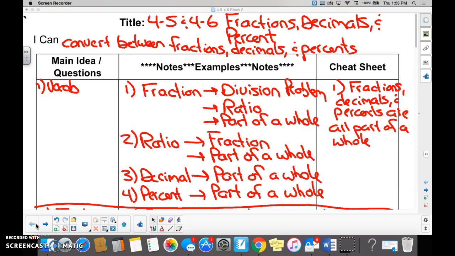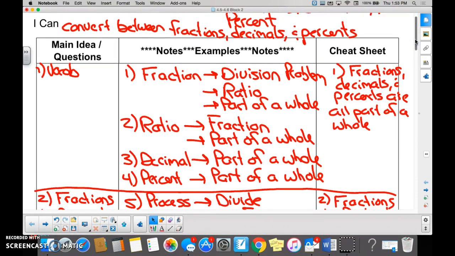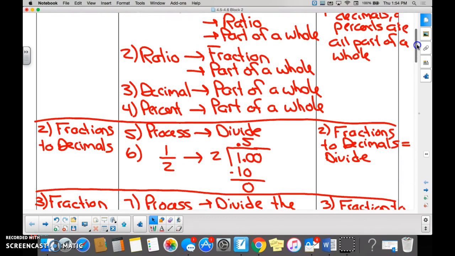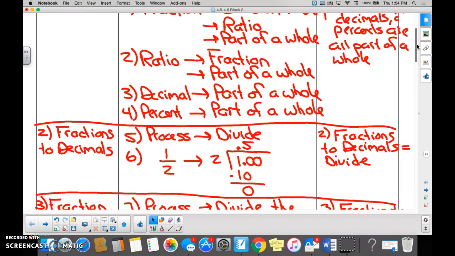All right, what is a fraction, a ratio, a decimal, a percent? What is cool, or what do we know about all four of those things? A fraction, a ratio, a decimal, a percent are all what, Svetlana? Part of a whole. They're all part of a whole. Period.